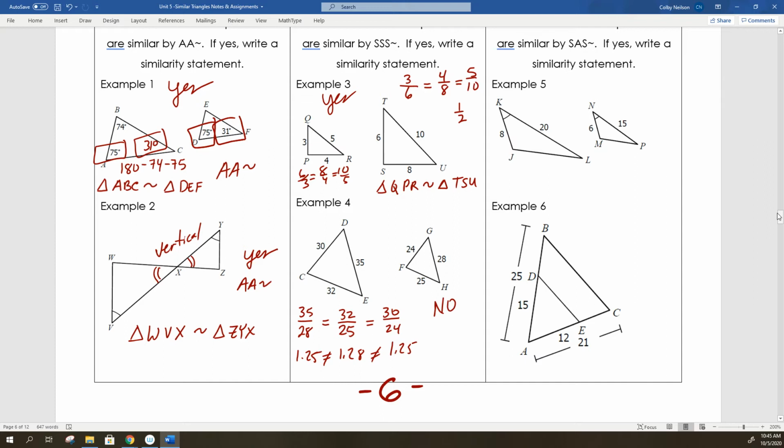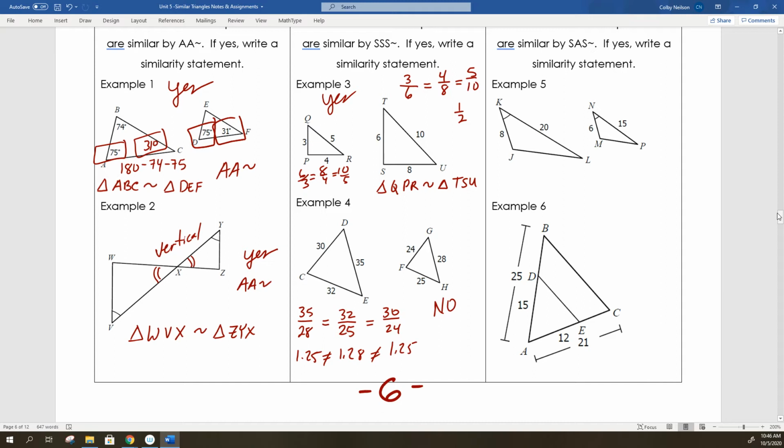Okay, last one here. Example 5 and 6. By side, angle side. So we have to have an angle in between two sides that we need to compare to see if the ratios are the same. When I say ratio, I mean like scale factor. Okay, that's another word that we'll use for that.